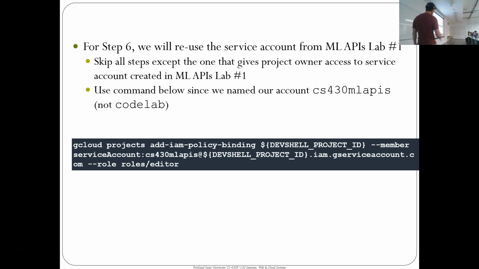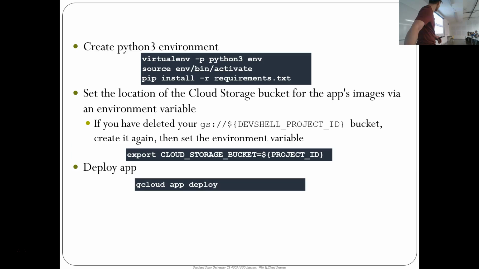So again, we're going to reuse the service account that we created in the first lab and then point the credentials to allow access to the APIs. And then this is the command. So you're giving it a role to allow you access to change the subscriptions of your service account.